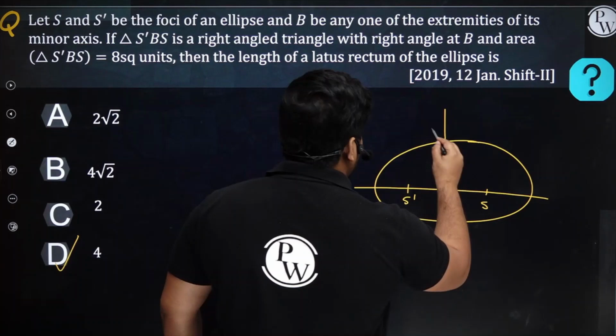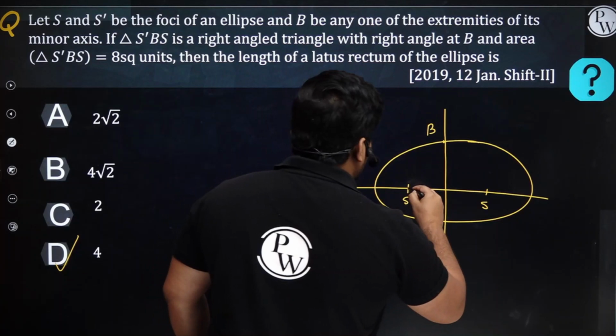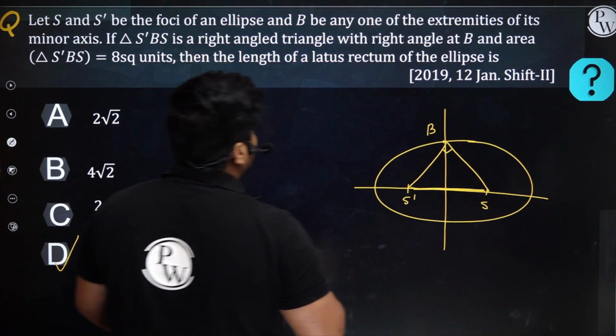If S dash B S is a right angle triangle with the right angle at B, fine. This is a right angle triangle, guys. Then the area of this is 8 square units. Then find the length of the latus rectum, guys. It's very simple.